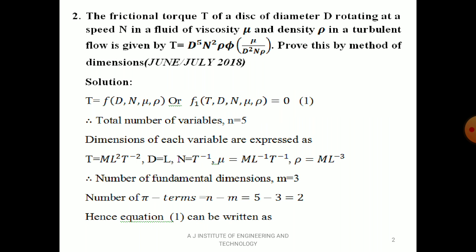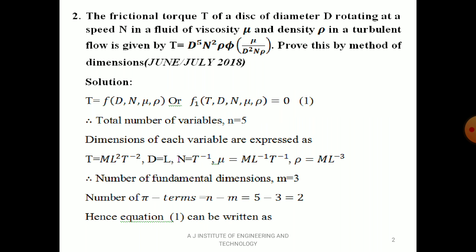Velocity is not given. So then we can search for angular velocity. Angular velocity omega is also not given. Next we can search for n, that is rpm. The rpm is given in the problem, so we can take n as the flow property.